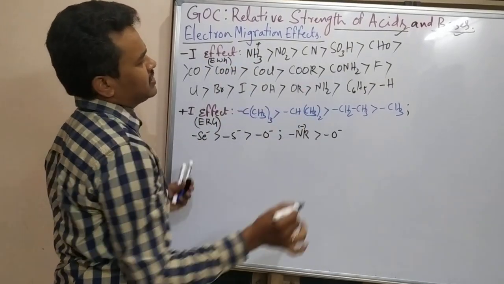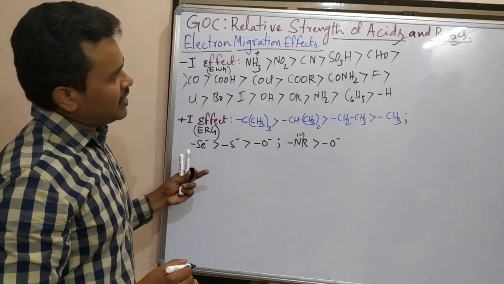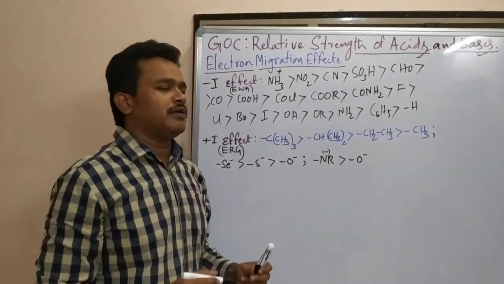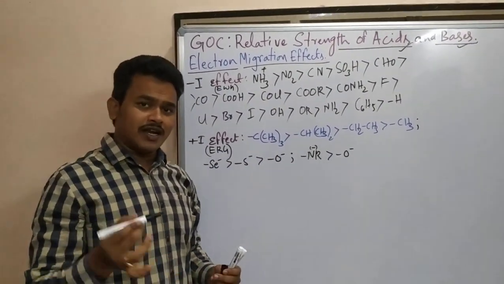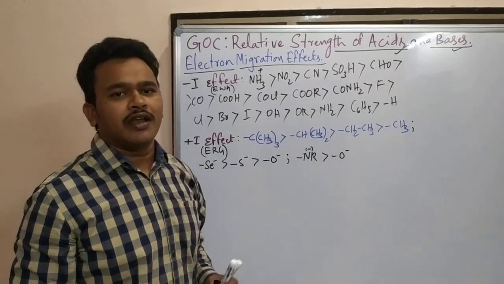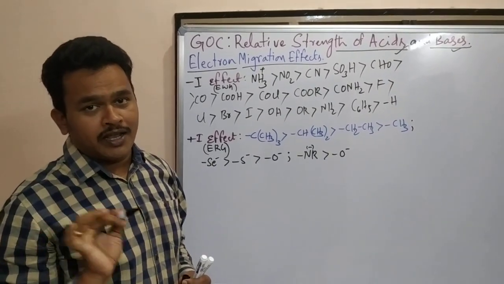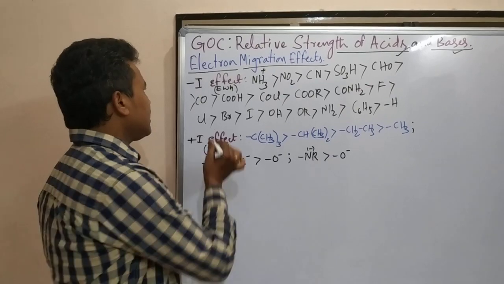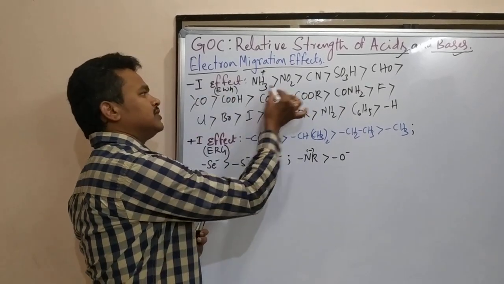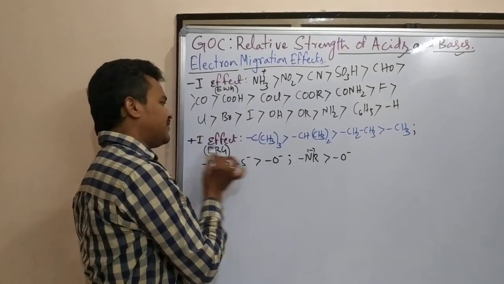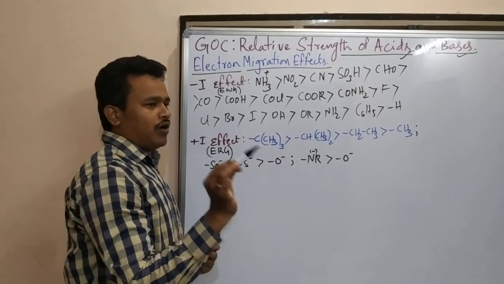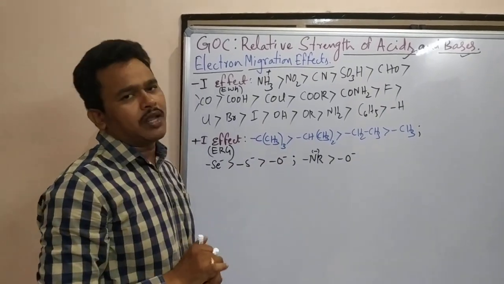There is a list. This list is very helpful while studying the relative strength of acids and bases, and also the stability of carbocations and other intermediates. Here this is the minus I effect. This is the order we have to follow, and for plus I effect, this is the order we have to follow. After that, the next one is mesomeric effect.